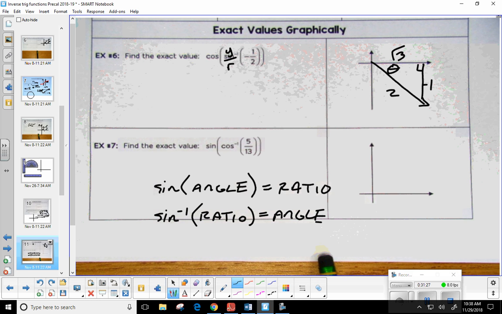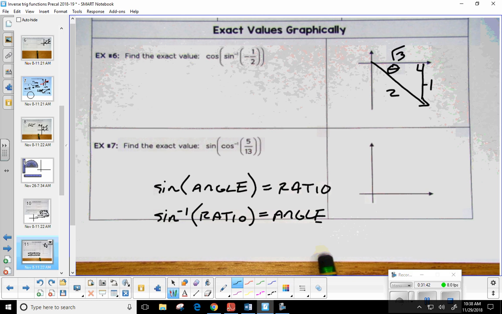What would theta have to be? 30. It's got to be 30. This is a 30, 60, 90. 30 is always across from the smallest side. But here's the thing. We don't actually need to know that angle in order to answer the problem.